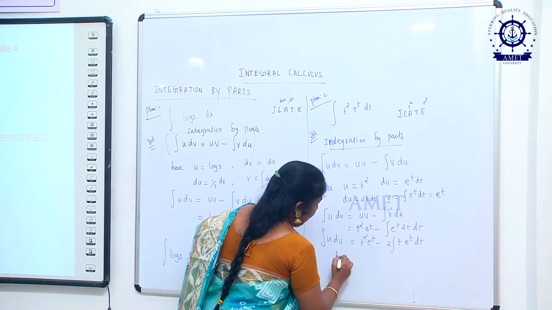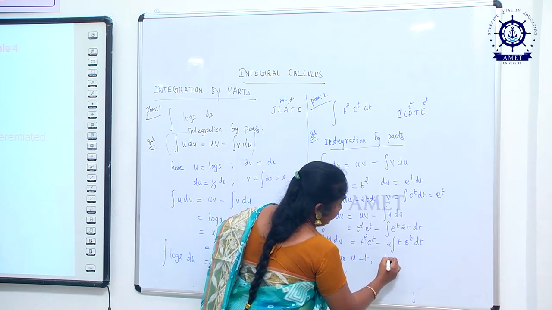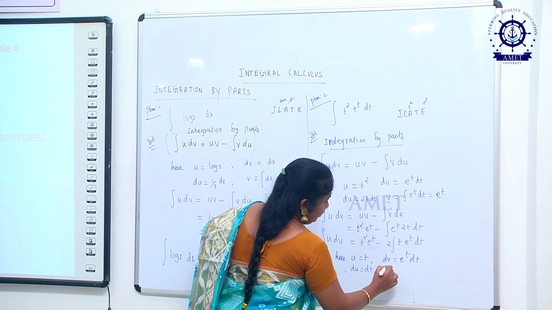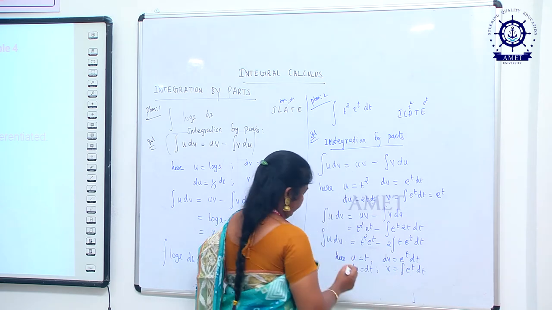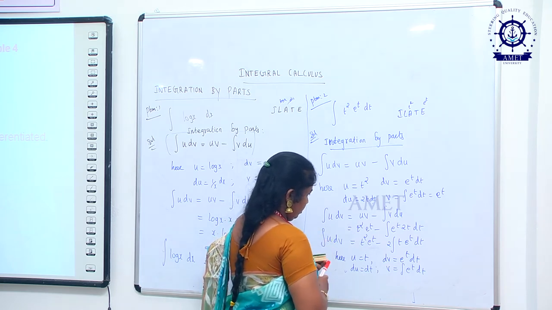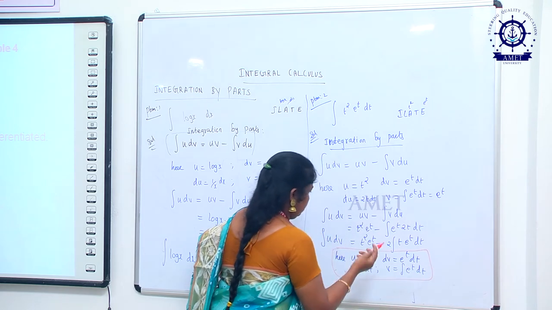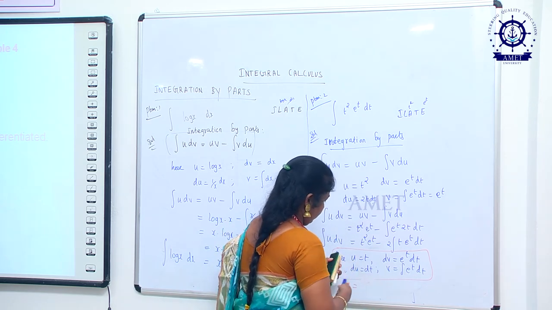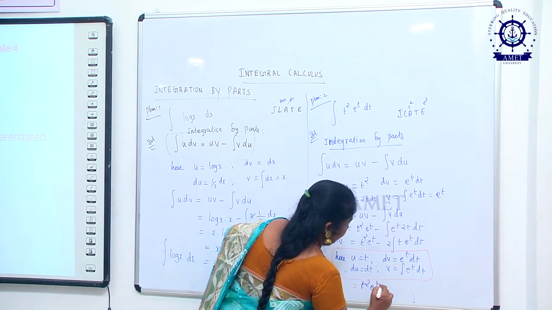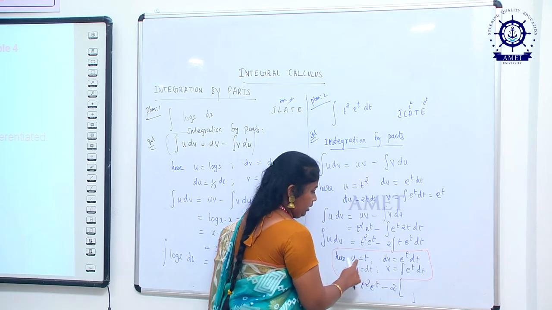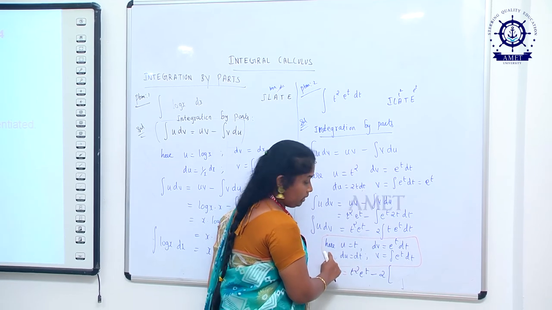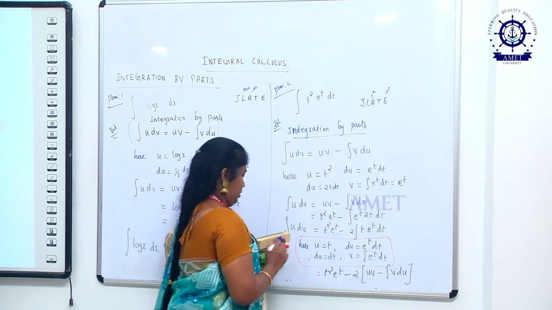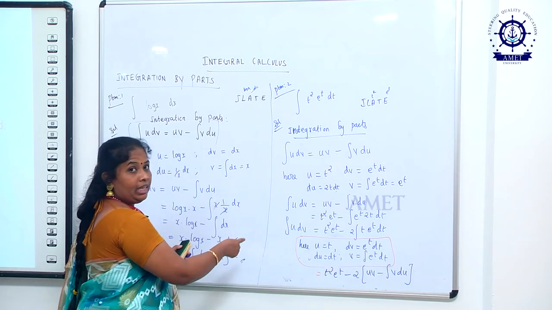It is also a product of one algebraic and one exponential function. Again we can use the same process. How to select? Apply the highlight rule. Here u equal to t, dv equal to e power t dt. So du equal to dt, v equal to integral of e power t dt. So apply here t square e power t minus 2, create the bracket. So t e power t, again we use this combination. What is the formula? uv minus integral v du. Substitute the values.